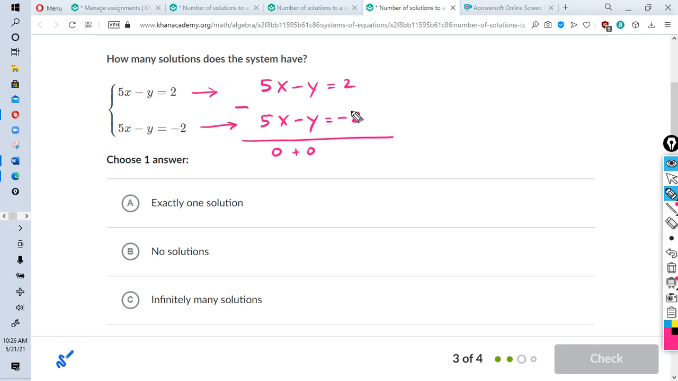And on the right of the equal sign, I have 2 minus negative 2. The two negatives make it positive, so that's actually 2 plus 2. So I get 0 equals 4. Can we solve that? No, that can never be true. 0 equals 4. So it's no solutions.